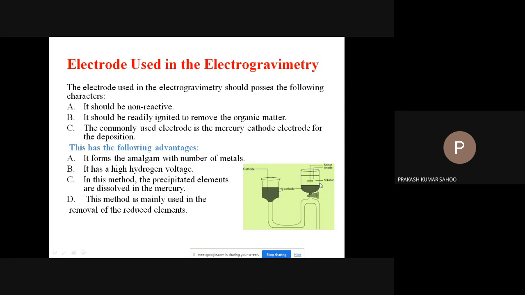So what happened? This will be the mercury cathode, and the stirrer acts as the anode. So these will be the electrodes. We also have the PDF issued by your IGNOU. We will look at this PPT first, then we will move to that PDF.